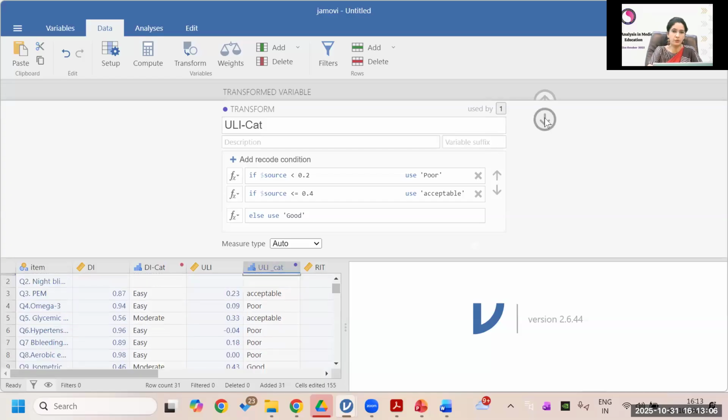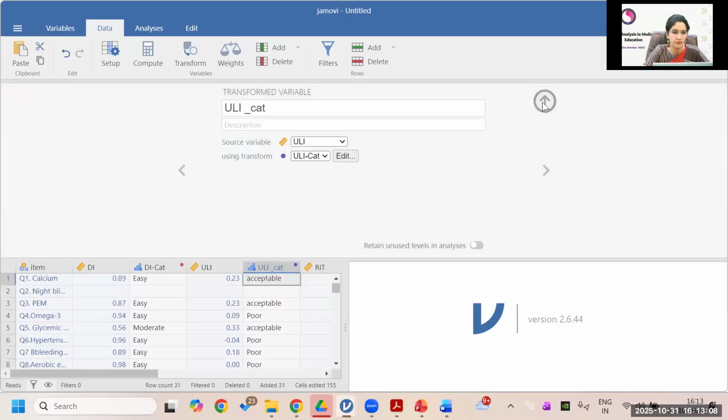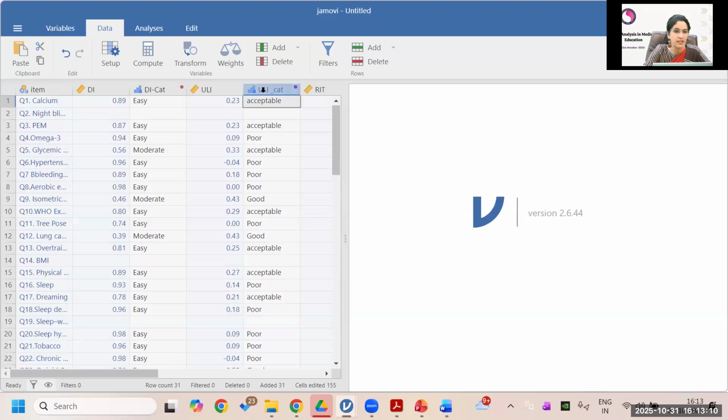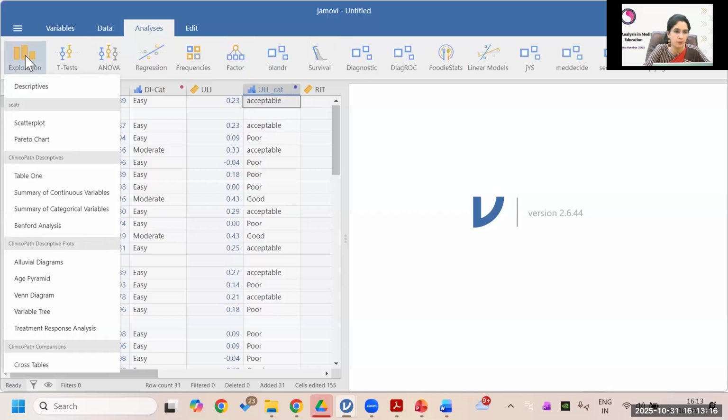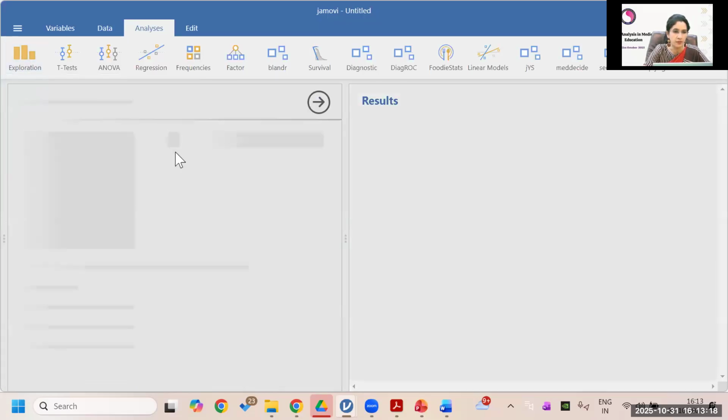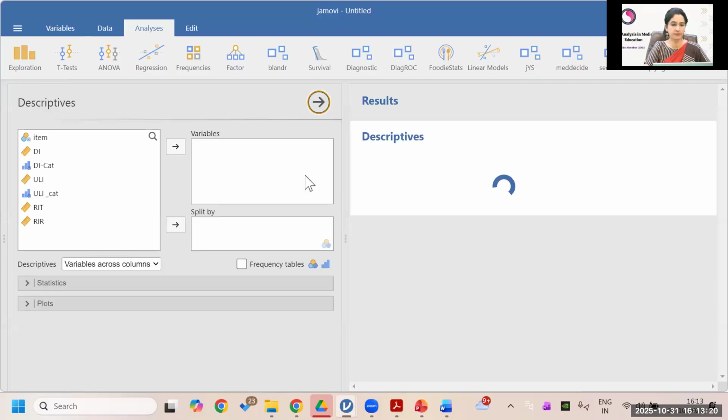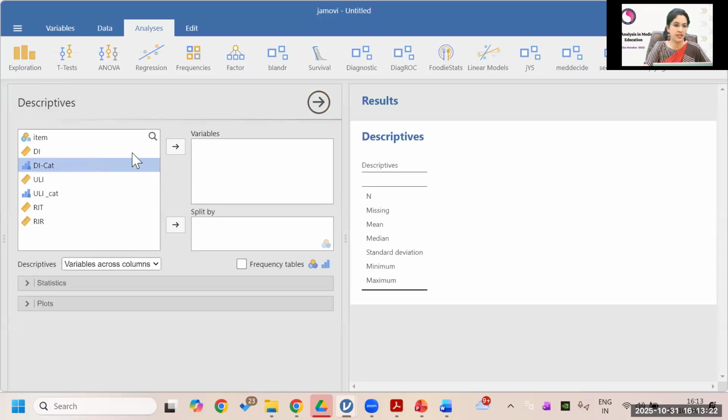And then what will you do? You go to descriptive and make this variable ordinal, because when you calculate the frequency, go to Analyze, go to Explore, click on Descriptive. In Descriptive, move these DI cat and this ULI cat and click the frequency table.